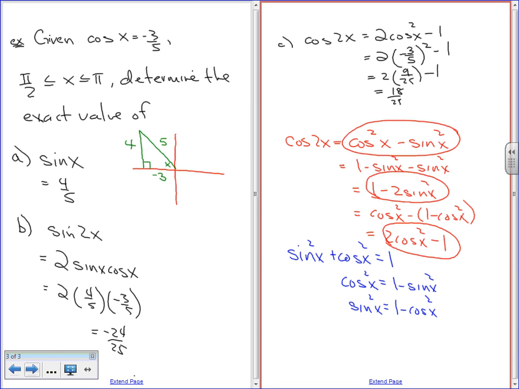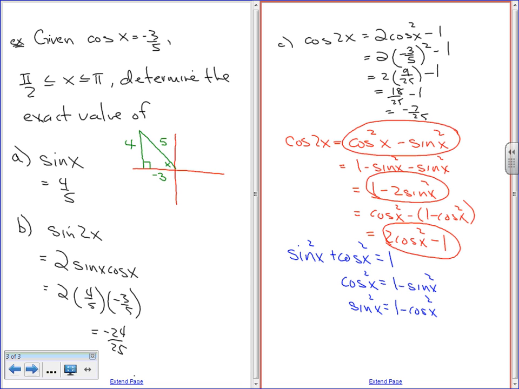18 over 25 when I multiply it. Find the common denominator and subtract off. I get negative 7 over 25. Okay, so I figured out from this information what the sine of x is, what the sine of 2x is, and what the cosine of 2x is.